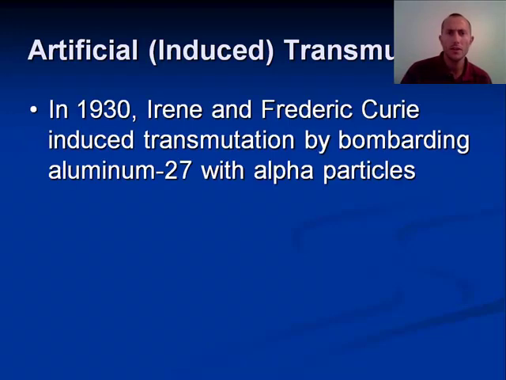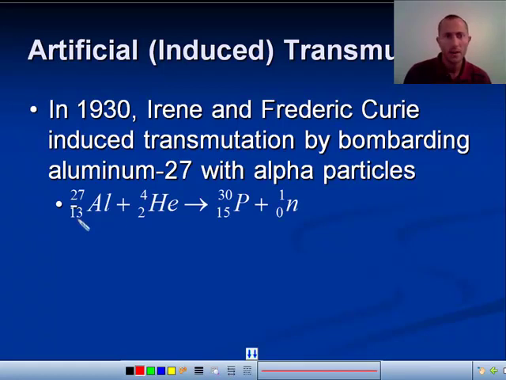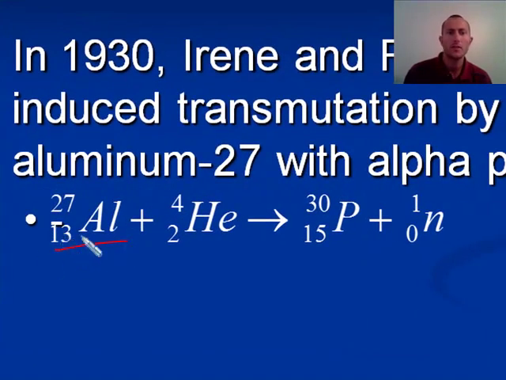Another example of artificial transmutation actually being completed occurred in 1930 when Irene and Frederick Curie bombarded aluminum with alpha particles. And that looks like this. Here again we start with our aluminum nucleus, which has 13 protons, an atomic mass of 27. We're hitting it with our alpha particle, our helium nucleus, and again remember we'll sometimes see that as our little lowercase alpha. Same idea though. And you end up with a nucleus of phosphorus and a neutron.